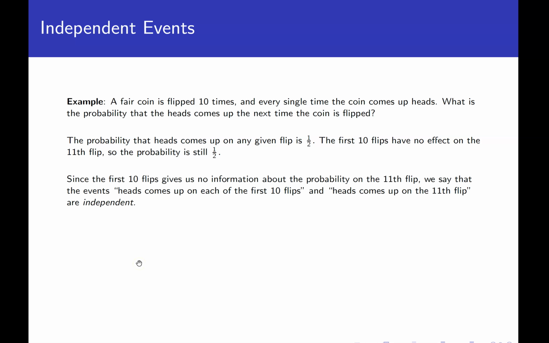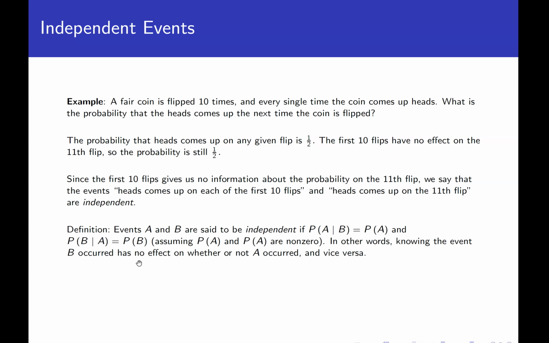Since the first 10 flips give us no information about the probability on the 11th flip, we say that the events, heads comes up on the first 10 flips and heads comes up on the 11th flip, are independent events. So again, the idea here is that having that additional information has zero effect on the probability of the other independent event. So here's the formal definition.